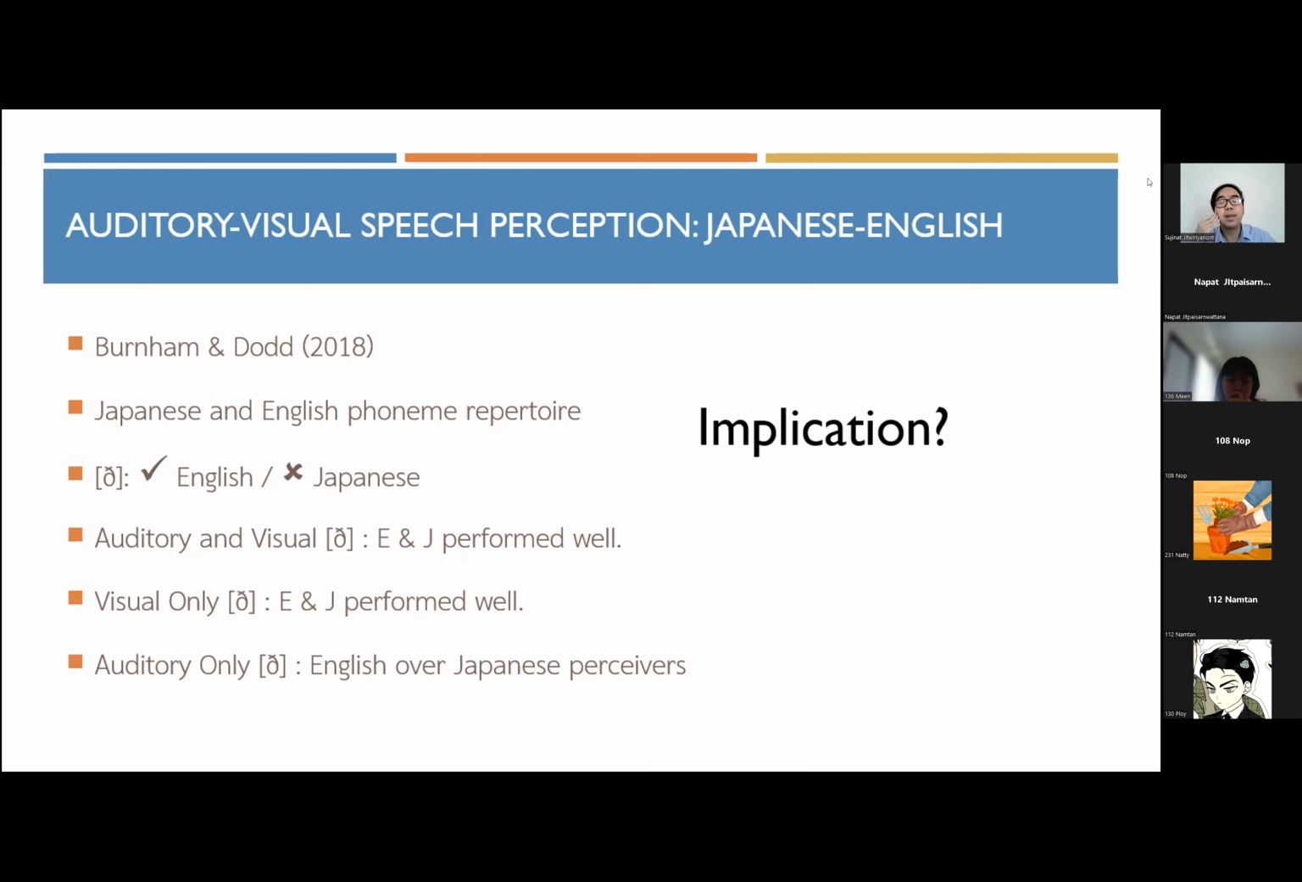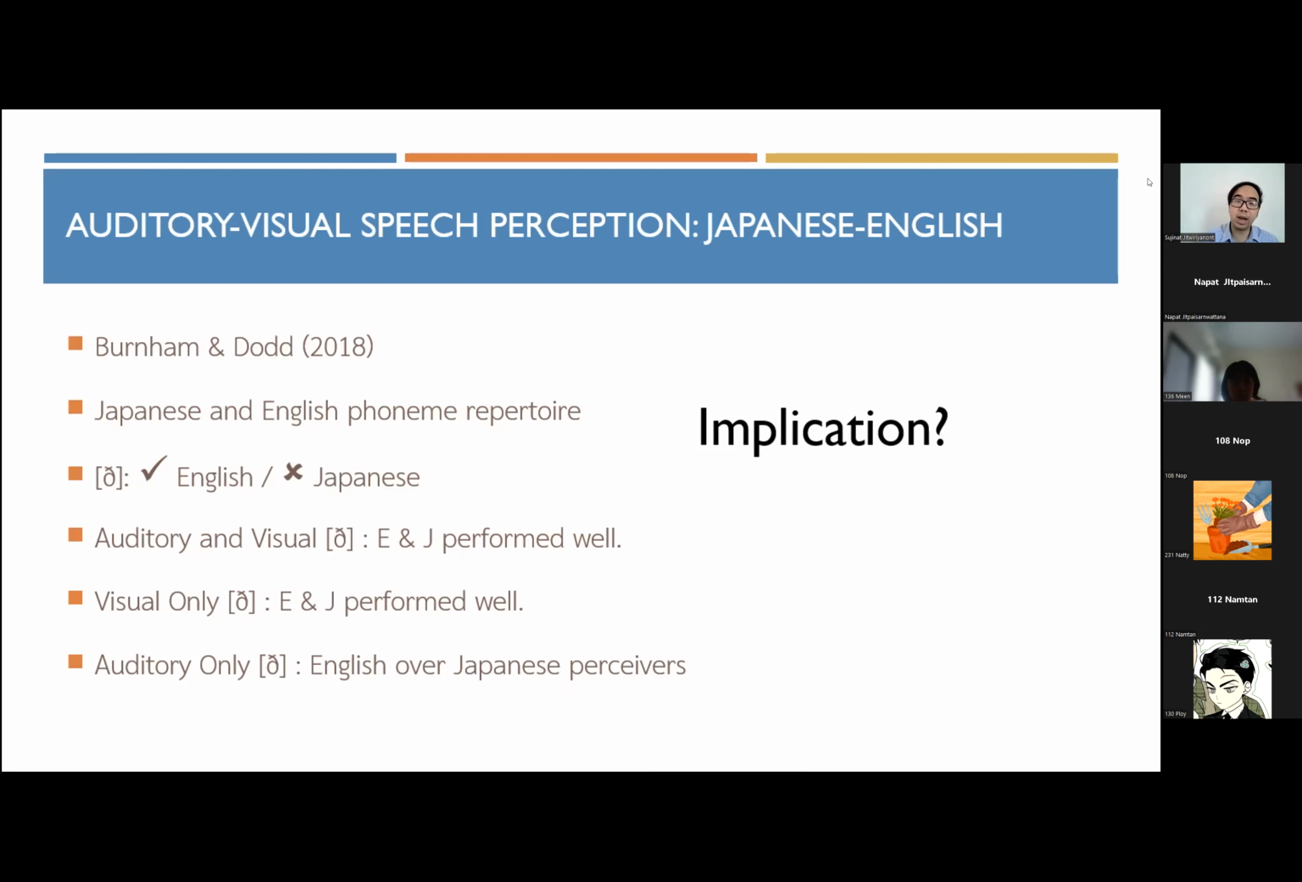But performance from listening to the sound only is very low, and it is also related to the sound system, because the dental fricative is a phoneme in the English sound system, so English speakers are aware that this sound is distinctive. But for Japanese, the sound is not phonemic. It is like a variation of some consonants. So the auditory cue alone is very weak for perception.